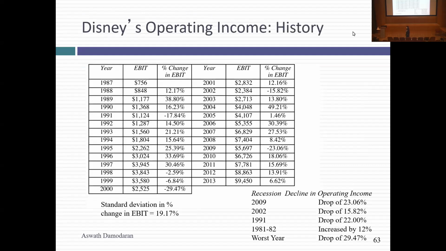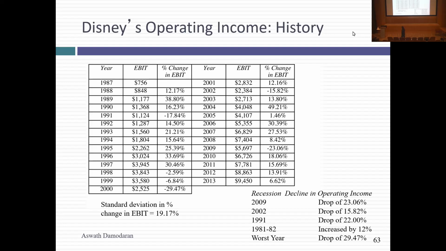So let's start with the first one. What if something goes wrong? The case of Disney. I have history, enough history that I can look at what happens when things go wrong. So basically, I went back and collected data from 1987 to 2013 of the operating income. Why the focus on operating income? Because everything in this model is driven by the operating income. It's not driven by revenues. It's not driven by net income. It's EBIT that drives it.